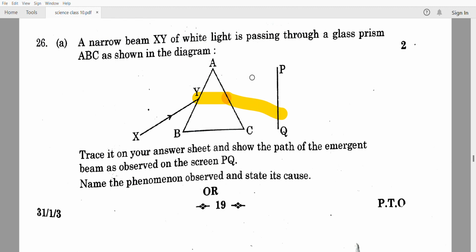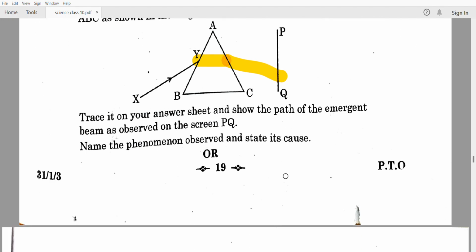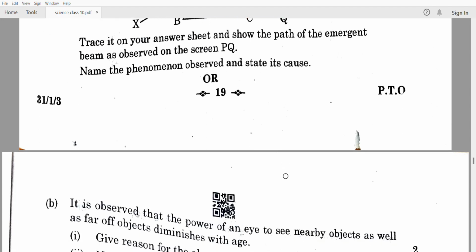So here the phenomenon observed and the cause is, so phenomenon is dispersion of light. First of all, refraction and dispersion of light. Its cause is due to optical density of the prism. What happens? It has more density. As we move further, the speed of the light decreases and hence it undergoes refraction or bends. Name the phenomenon. Yes, done.